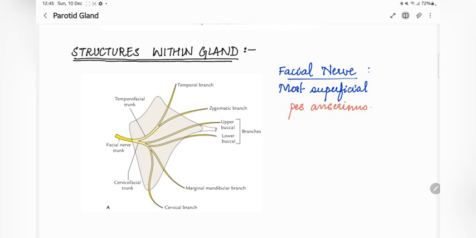Now, these branches run horizontally and after some distance, they leave the gland through the anteromedial surface and appear by passing underneath its anterior border. These five terminal branches, that is temporal, zygomatic, buccal branches, the upper buccal, lower buccal, marginal mandibular and the cervical branch, all five together have a goose foot like appearance. This is why it is known as the pes anserinus. So if pes anserinus is given somewhere, do realize that it is related to the facial nerve.